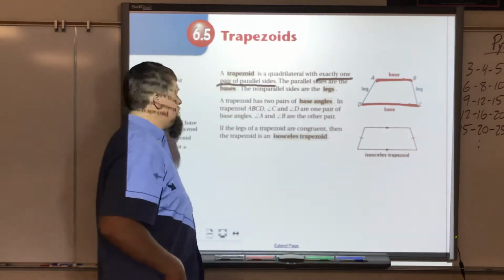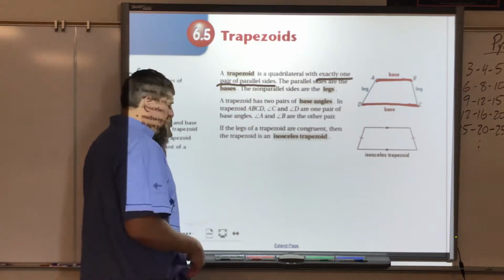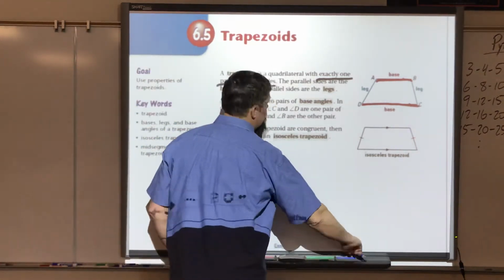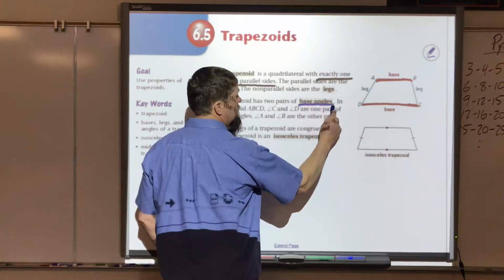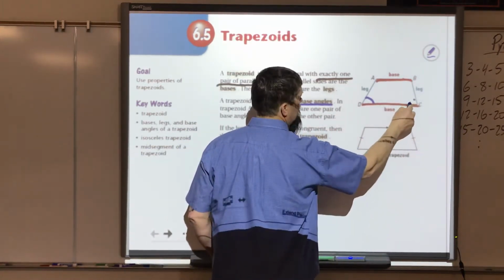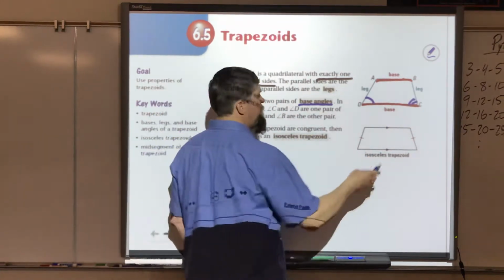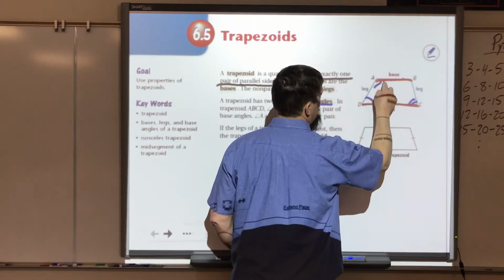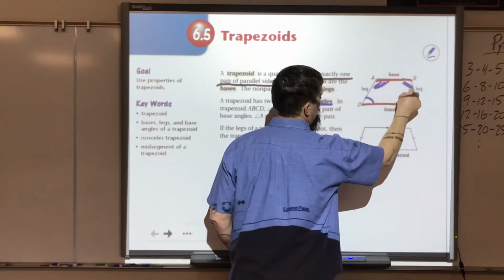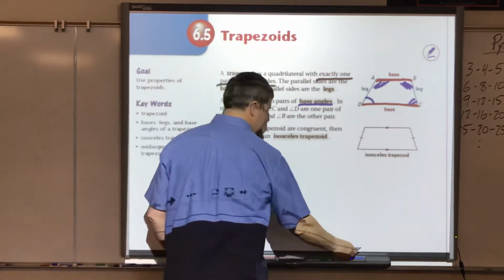the two bases. A trapezoid has two pairs of base angles. So this is considered a base angle along with this one. That doesn't mean they are congruent, but they could be. And here's another set of base angles along with this one. So there are two sets of base angles.